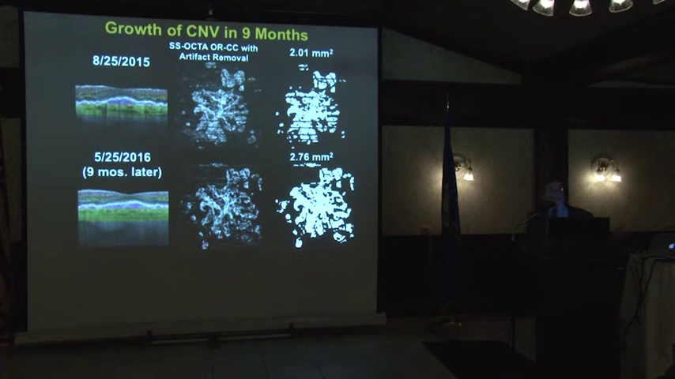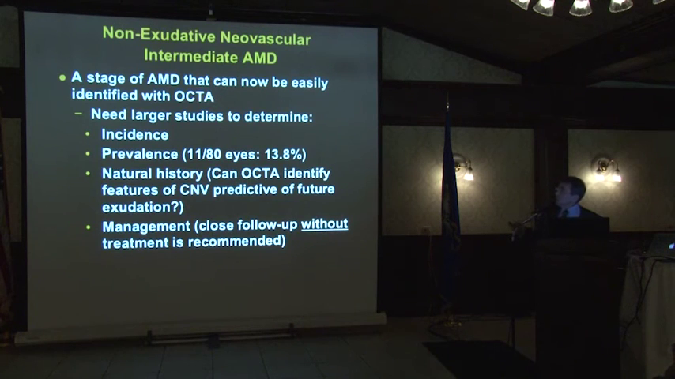So now we know that patients with dry AMD harbor these neovascular lesions, and they grow slowly, and they grow slowly, and then suddenly they present themselves with exudation and vision loss. What's going on? What can we do to stop this from progressing? Well, we don't know, but we're coining this new term that we're going to be using called non-exudative neovascular intermediate AMD, because not all neovascularization is exudative, and we clearly need larger studies, and those studies are underway.